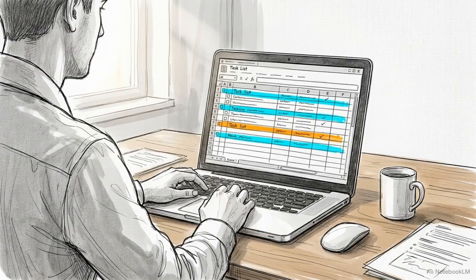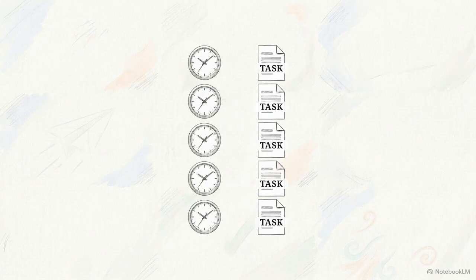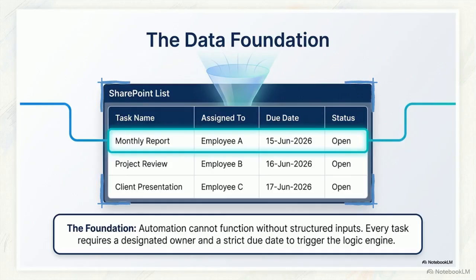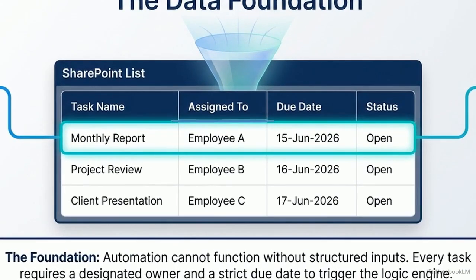To start building this, open your master SharePoint list where your team currently tracks their work. By replacing manual check-ins with this technical sequence, you eliminate disjointed email threads and establish a reliable, scalable operation that runs without you. This list acts as our data foundation, requiring task name, assigned to, due date, and status columns. The assigned to field needs valid email addresses to route alerts. We'll follow the first row, monthly report, to see how it moves.